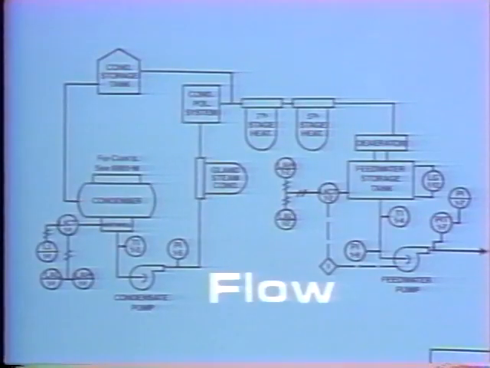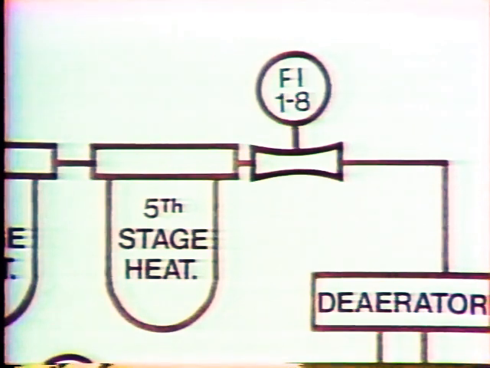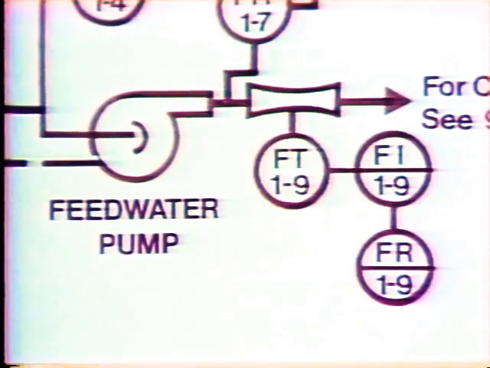Flow is another variable that needs to be monitored so that it can be controlled. One place where we monitor flow is at the outlet of the fifth stage heater. It's a locally mounted instrument that's identified with the numbers 1-8. So, we know it's on Unit 1 and is part of Instrument Group 8. The second place flow is measured is at the outlet of the feedwater pump.